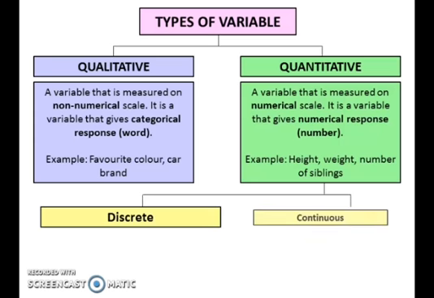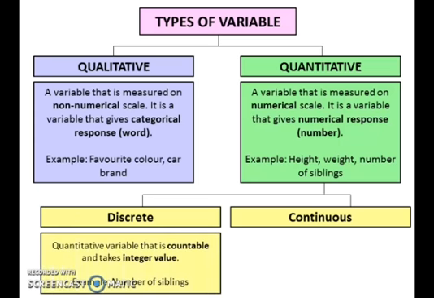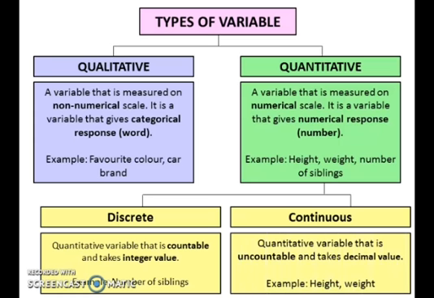Quantitative variables are divided into two categories, namely discrete and continuous. Discrete variable is the quantitative variable that is countable and takes integer value, while continuous variable is the quantitative variable that is uncountable and takes decimal value.